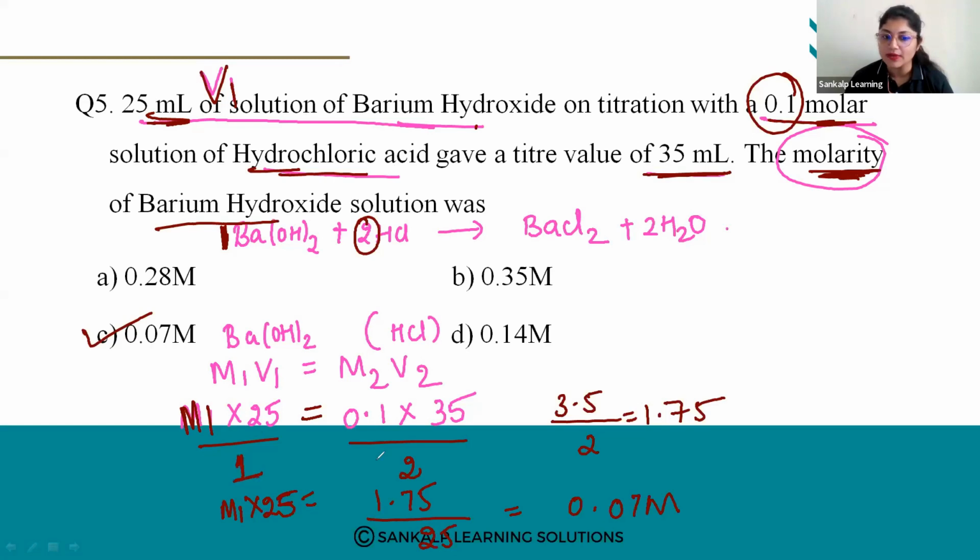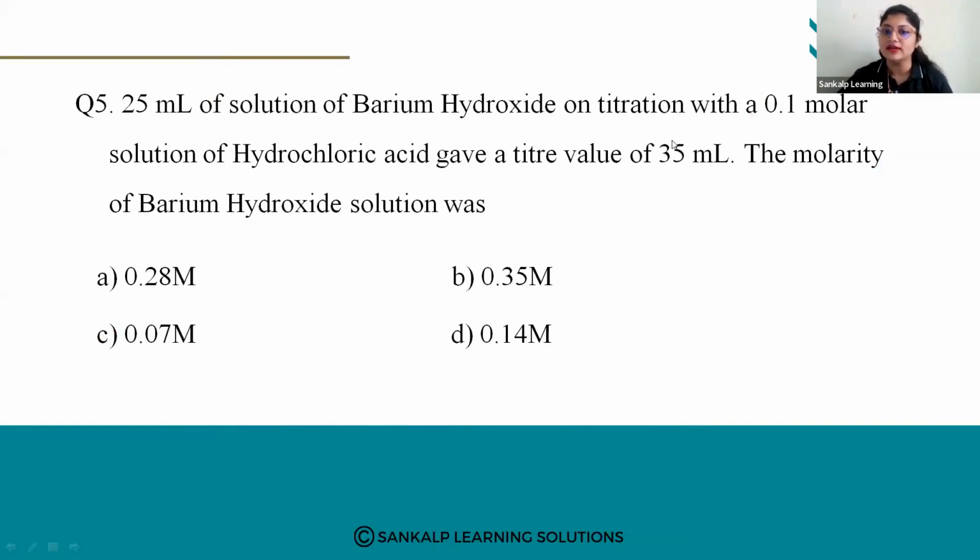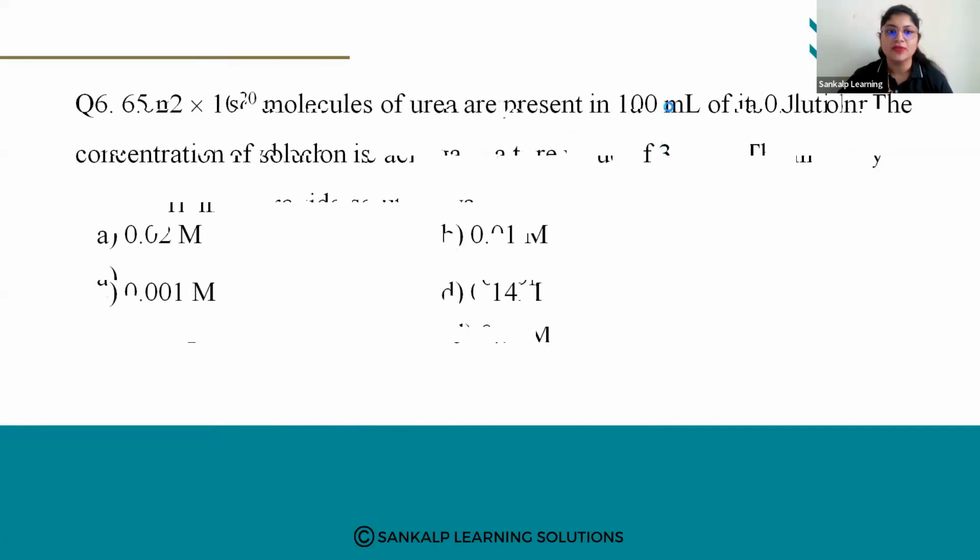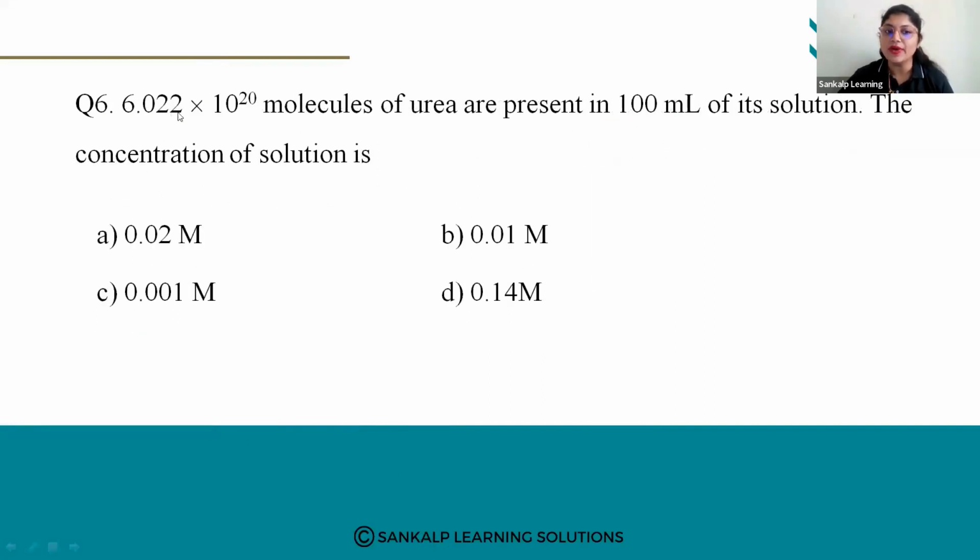How did 1 and 2 come here? Here you can see barium has no coefficient factor, right? It is 1 only. So I'll divide it by 1. Here there is a coefficient, that is 2, so you have to divide it by 2. It is called the acidity of base and basicity of acid. So that is the number. You have to divide by such numbers and you will get the answer as 0.07 molar. So this is in terms of molarity. So we'll solve the next one.